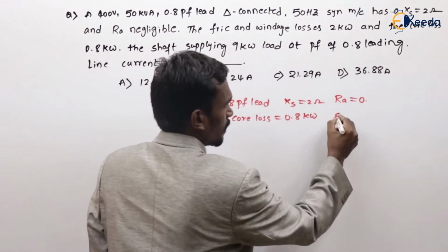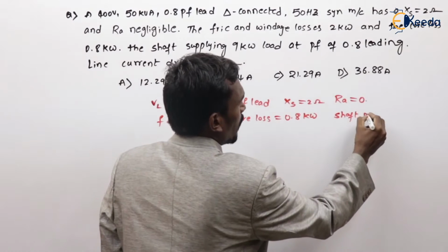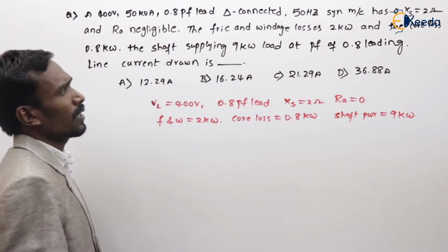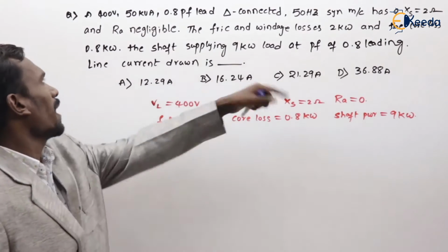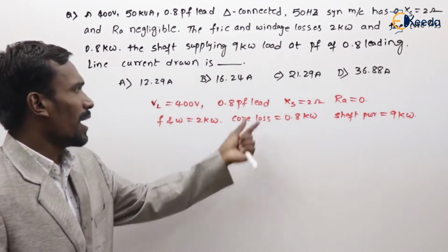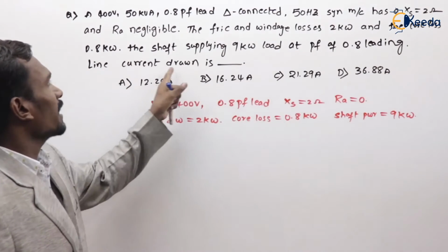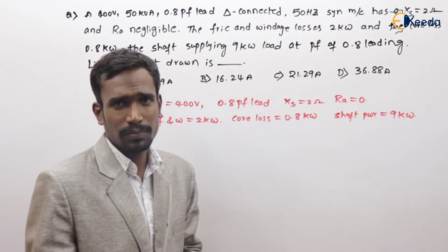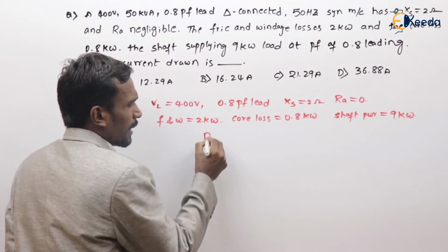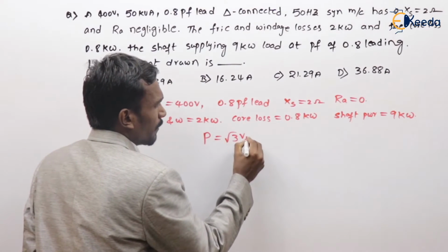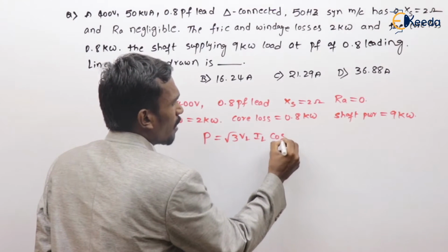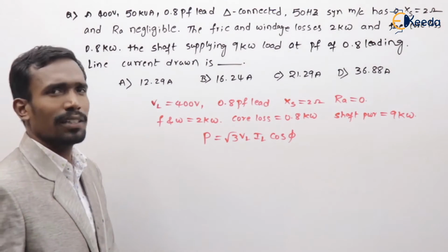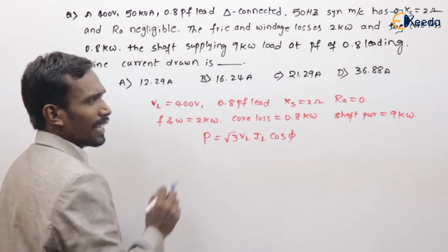The shaft is supplying 9 kilowatts load at 0.8 power factor leading. Find the line current drawn by the machine. What is the line current? Generally, what is the formula? P is equal to root 3 VL IL cos phi. This is our formula. We have to find out P.